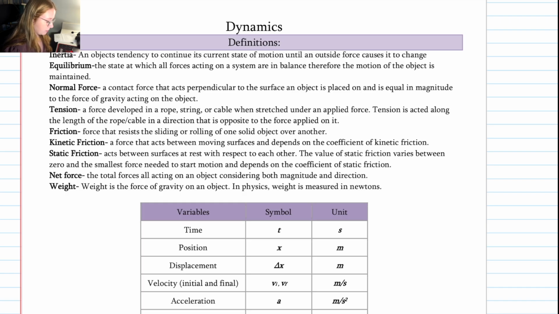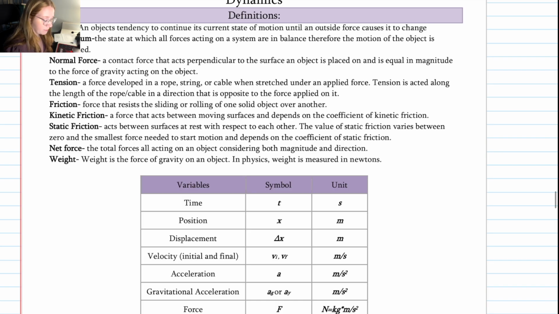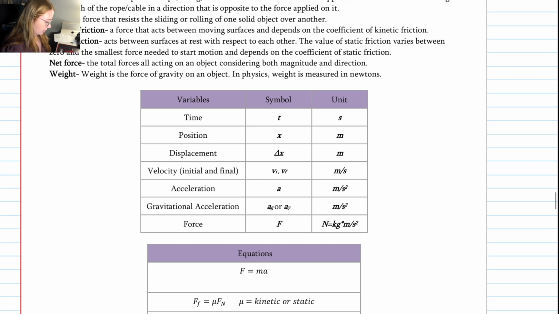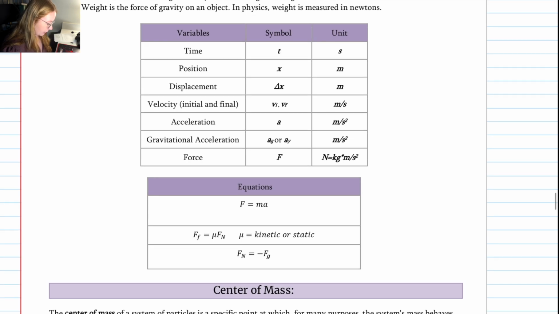We just started our force unit, so I thought I'd go through and make a video talking about everything. I'm going to start this video with just talking about free body diagrams and also Newton's three laws of motion. But before I even start that, let's just go through our basic variables.